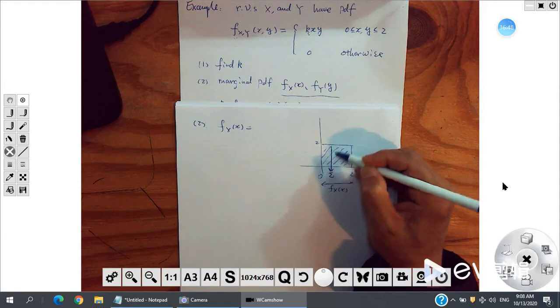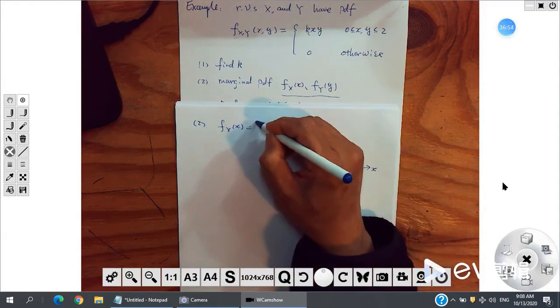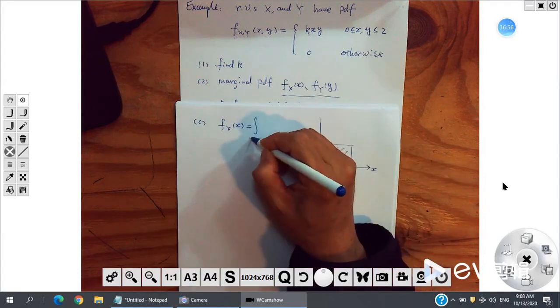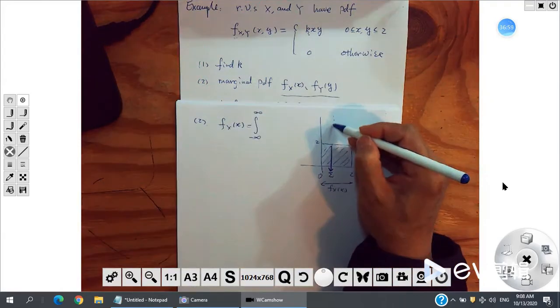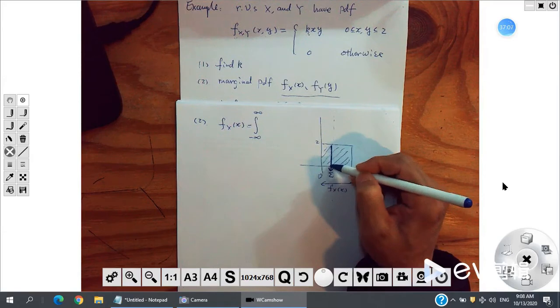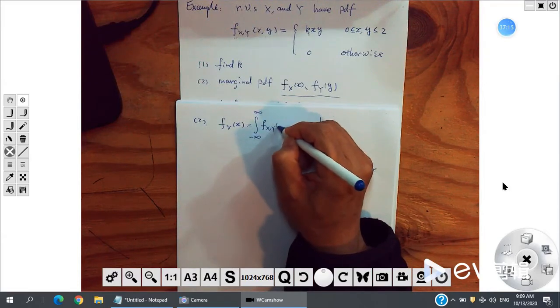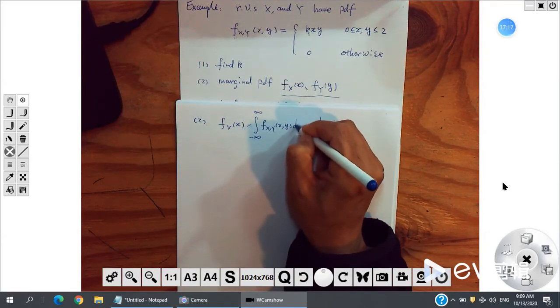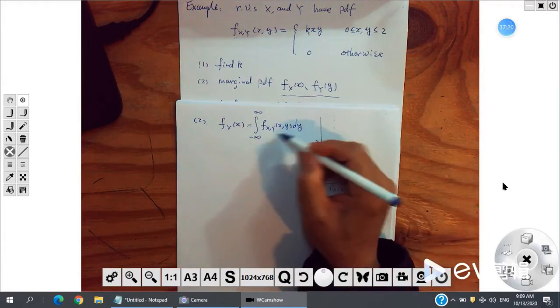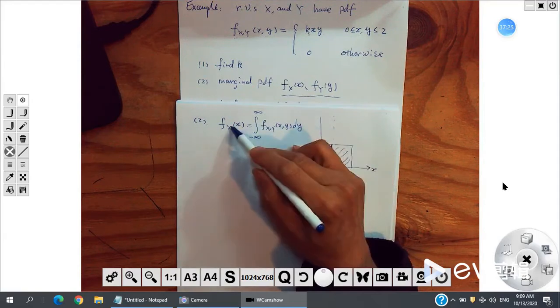Alright, but now it's an integral, right? Because you have infinite numbers, you do an integral. So this is just the integral from negative to positive infinity. Actually here, you do the summation along these pieces, so 0 to 2. And then the function, the overall joint density, dy. After this integral, you will have a function containing only x.